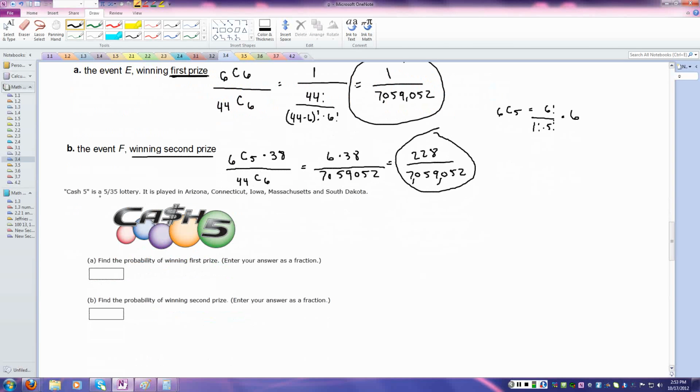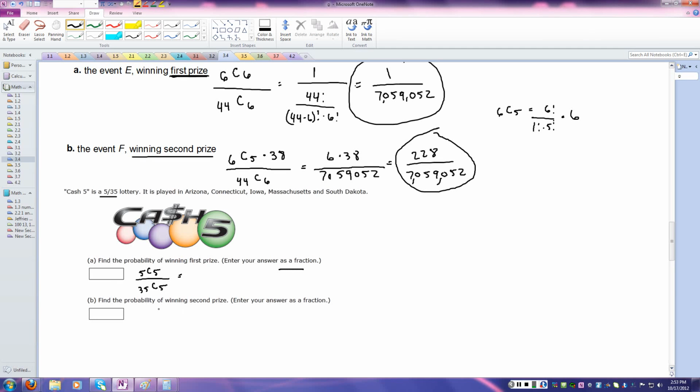The 5/35 lottery, you're going to go along the same lines, right? So you have 5 choose 5. That's the only way to get all winning tickets. And then you have 35 choose 5. And you want to leave your answer as a fraction.